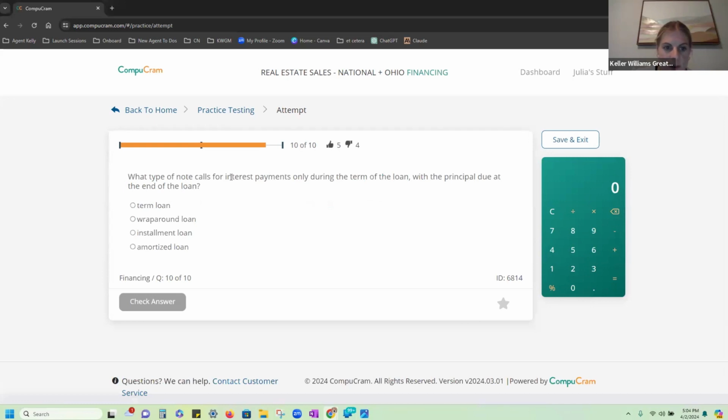What type of note calls for interest payments only during the term of the loan with the principal due at the end of the loan? A, a term loan, B, wraparound loan, C, installment loan, or D, amortized loan.